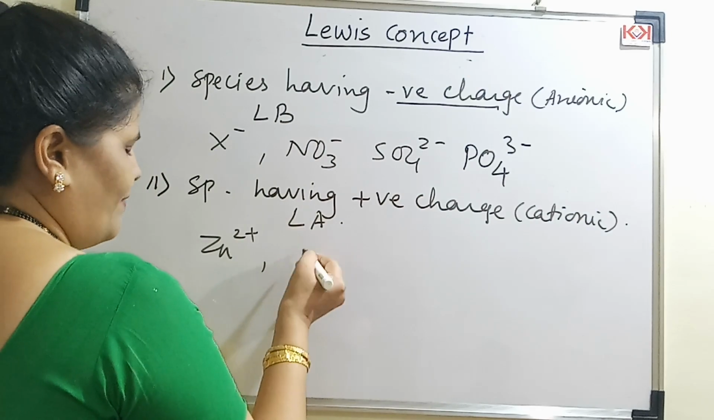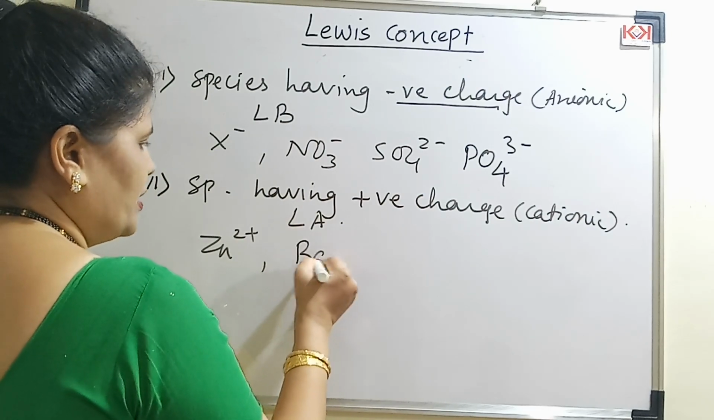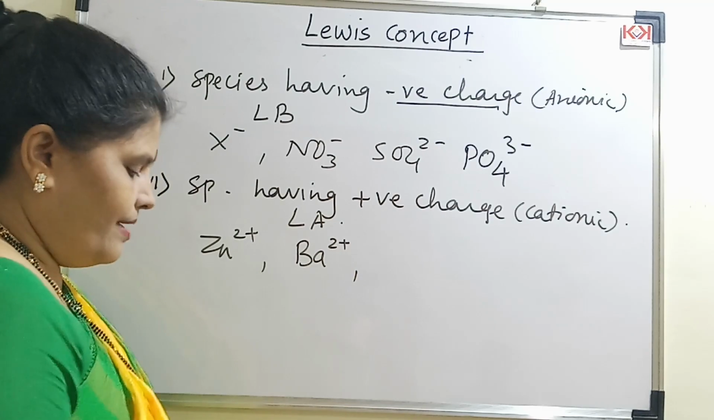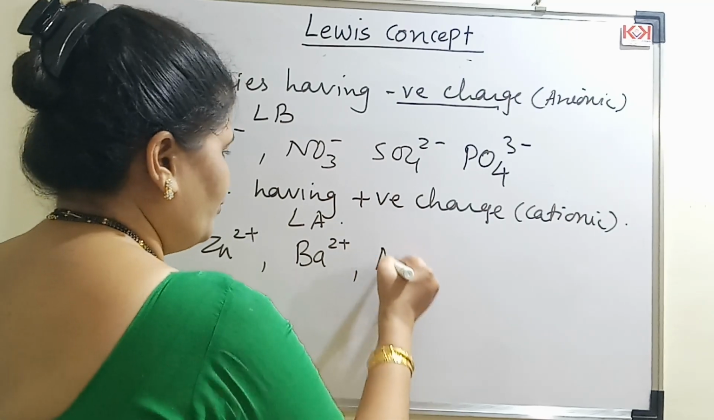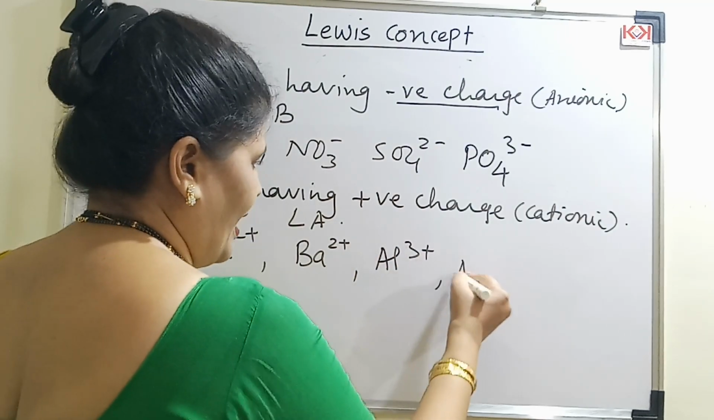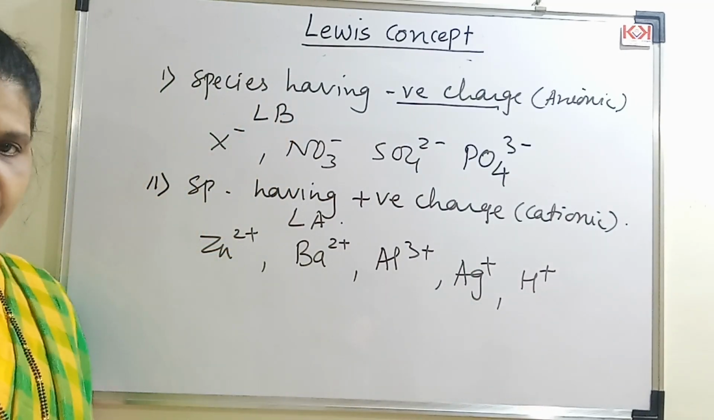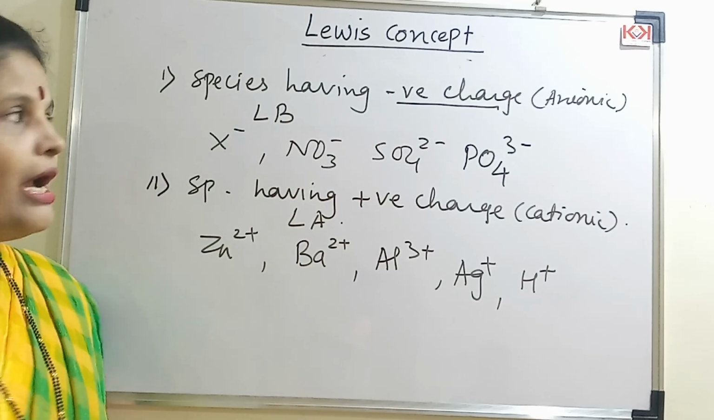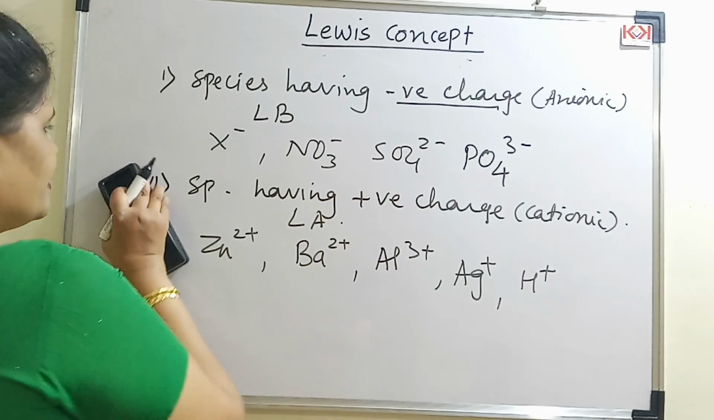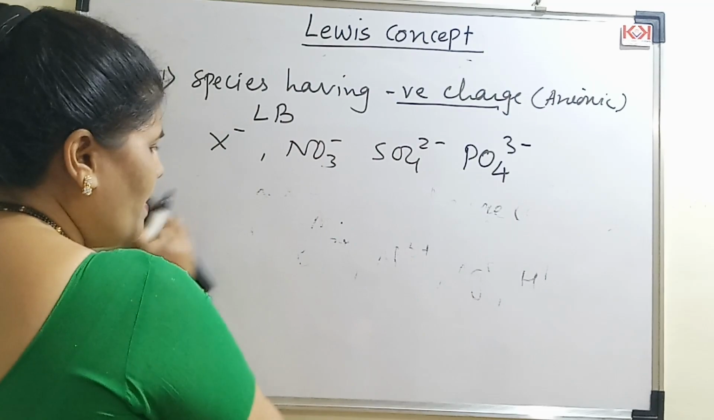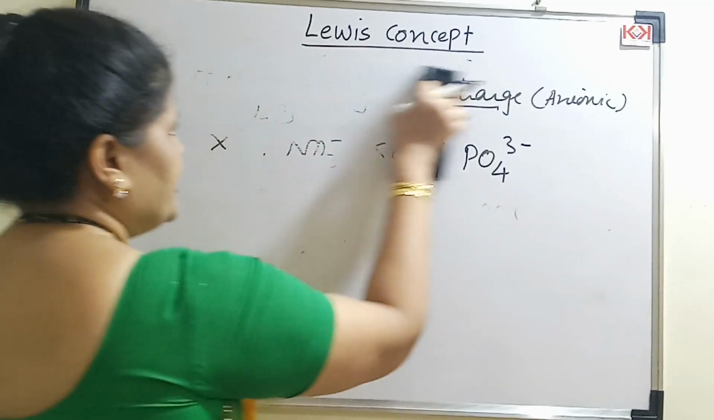I have, say for example, some of these species having positive charges like Ba2+, Al3+. All the examples you have, Ag+, H+, they all are Lewis acids. Now this is about the charge carriers. Now if I say there are some neutral species, then how can I classify them as Lewis acid and base?